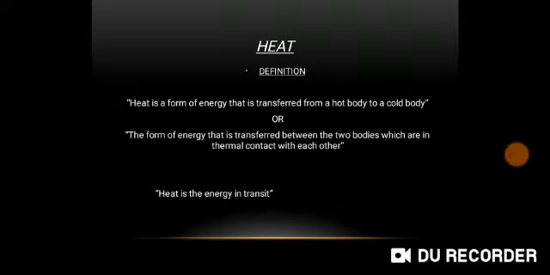body. Or you can also define it as the form of energy that is transferred between two bodies which are in thermal contact. Okay, what is this thermal contact? Thermal contact means the two bodies should be allowed to exchange heat between them. They should not be sealed from one another. Heat should be flowing between those two bodies.